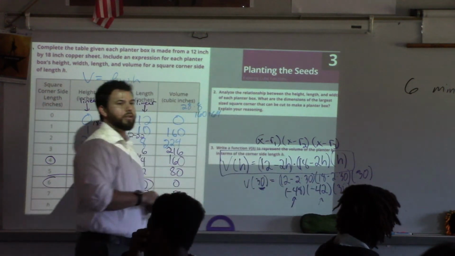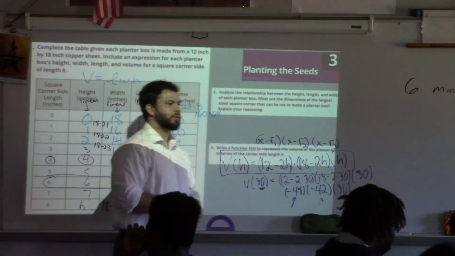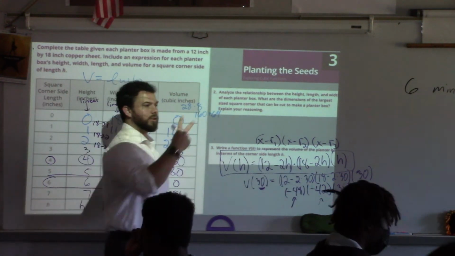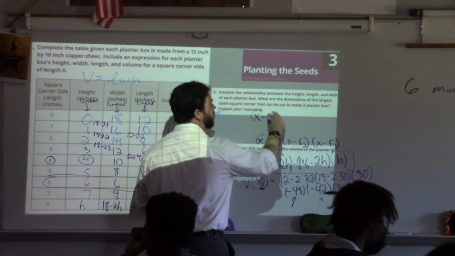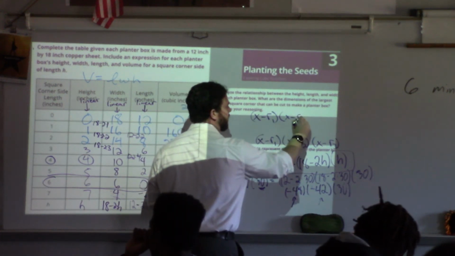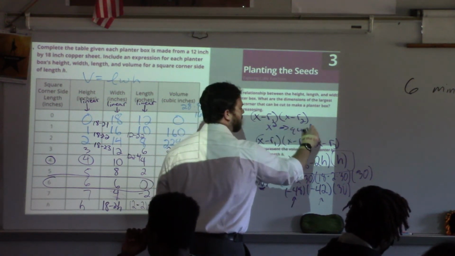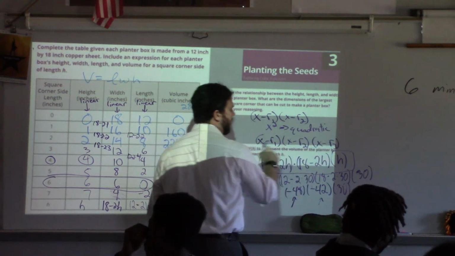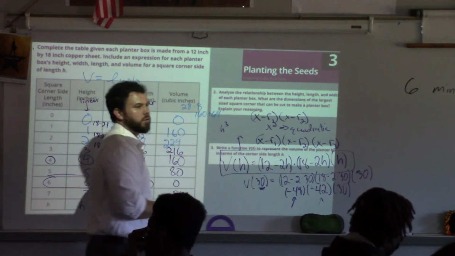What kind of function do you think this is? We're multiplying 3 linear expressions. Remember when we multiplied 2, that's when we ended up with an x squared, which we said was quadratic. So this would be x, what? Or in this case, h cubed, which would be a cubic.